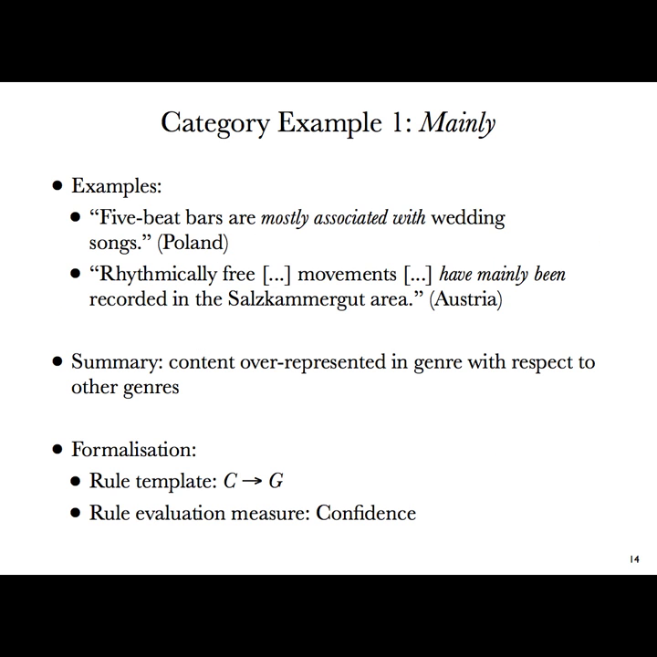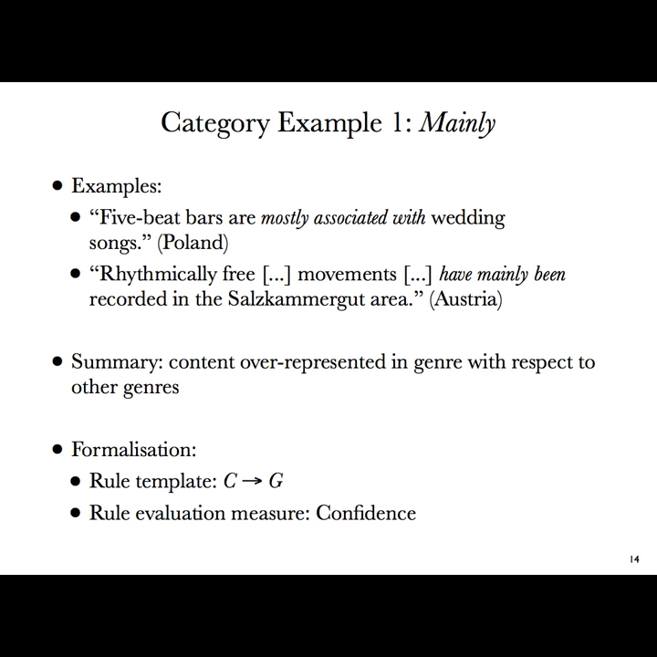And so we get something like this, basically. We've got 9 of these. I'll just present a couple of examples for each. So here's an example, mainly. So here are some examples of the kind of text. This is stuff that humans have written about this kind of thing. This is stuff that presumably some people, because it's written about it, we infer from that this is the sort of thing that people find interesting about this. And so, 5-beat bars are mostly associated with wedding songs. Rhythmically free movements have mainly been recorded in the Salzkammergut area and things like that.